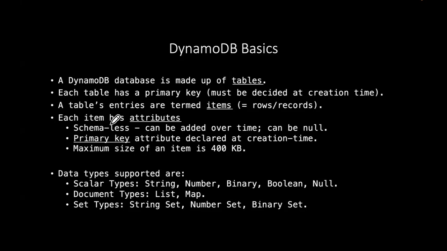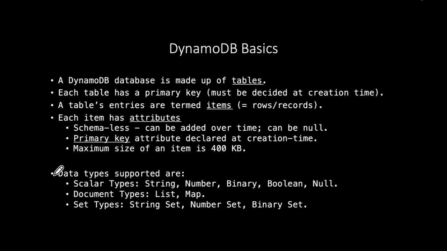Again, the schemaless thing tells us that the attributes of one item in a table could be different from another item in the same table. There's only one exception to that, and that is the primary key. The primary key attribute or attributes have to be the same for every item in a table. That's okay. The maximum size of an item is 400 kilobytes. So kind of limited enough, but there you go.